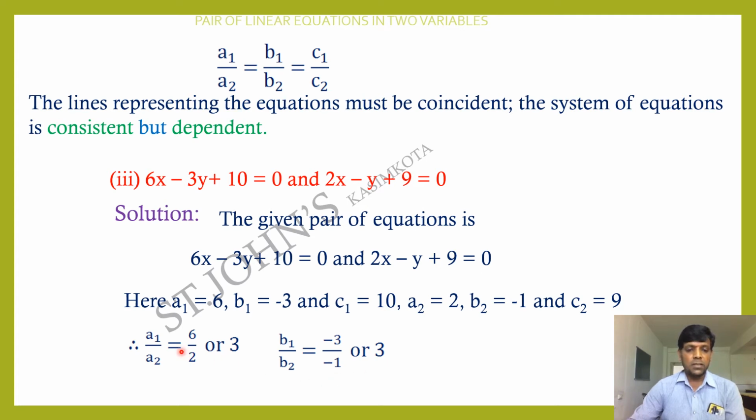So what do you observe? a1 by a2 equal to b1 by b2. So these two are equal. Now we are going to another ratio, c1 by c2, which is 10 by 9. Here we observe that a1 by a2 equals b1 by b2 but not equal to c1 by c2. So the given equations are parallel lines. So what is the condition for parallel lines? a1 by a2 equal to b1 by b2 not equal to c1 by c2.